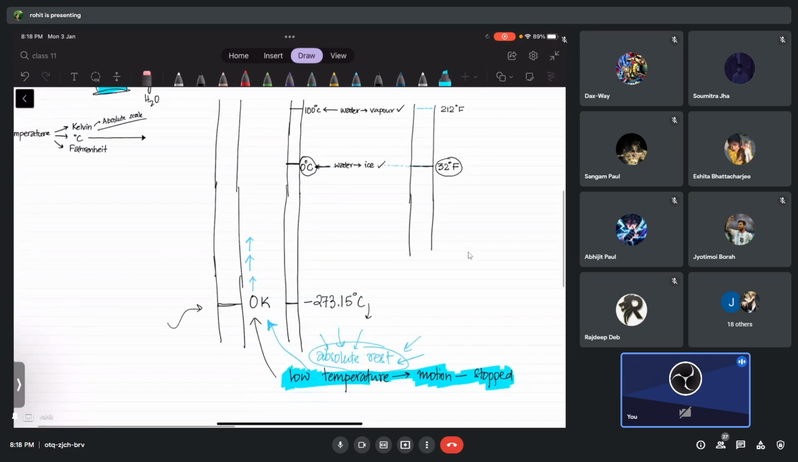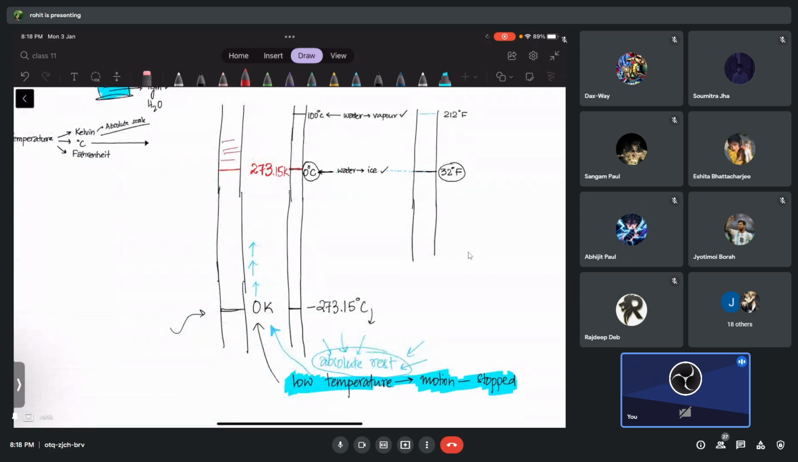All right. Now see, can you tell me what's the equivalent of 0 degree Celsius in Kelvin scale? 273.15. Yes, Kelvin, very good. That is equivalent to saying 0 degree Celsius. So we have this.